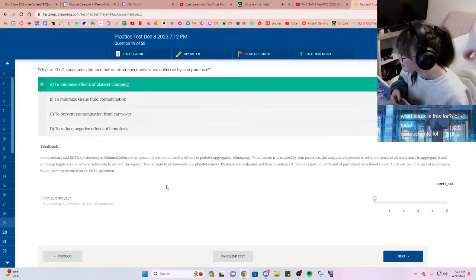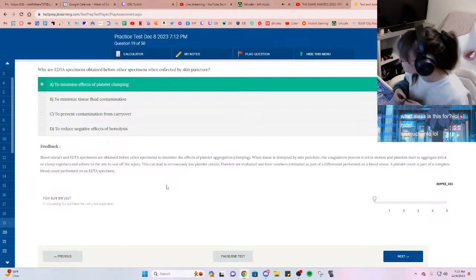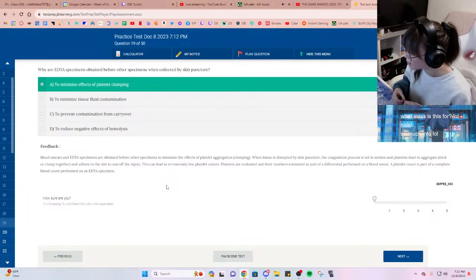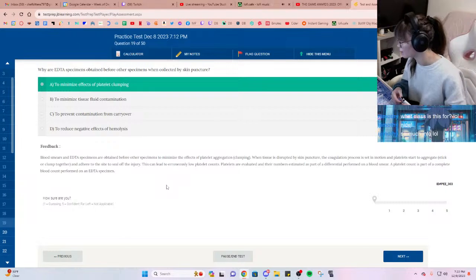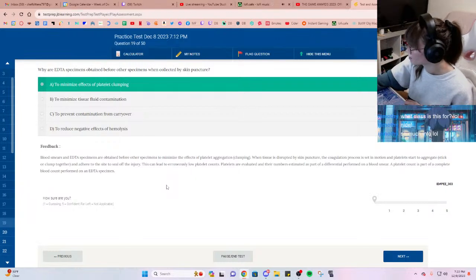Blood smears and EDTA specimens are collected before other specimens to minimize the effects of platelet aggregation or clumping. When tissue is disrupted by skin puncture, the coagulation process is set in motion, and platelets start to aggregate, stick, or clump together and adhere to the site to seal off the injury. This can lead to erroneously low platelet counts. Platelets are evaluated and their numbers estimated as part of the differential performed on a blood smear. Platelet count is part of a complete blood count performed on an EDTA specimen. CBC, complete blood count.